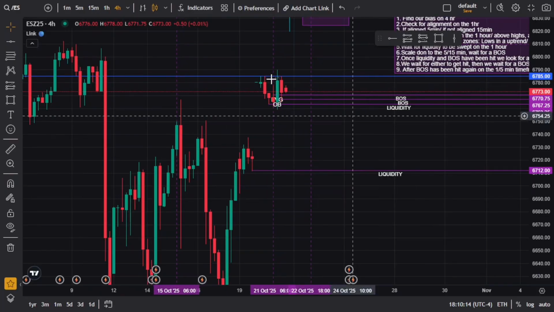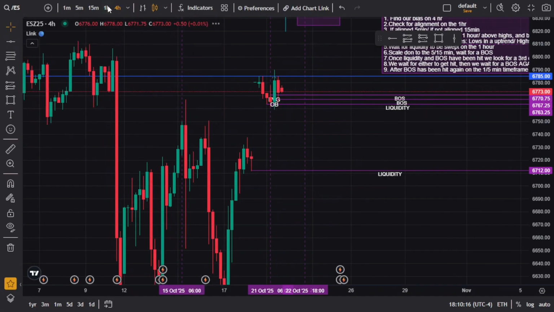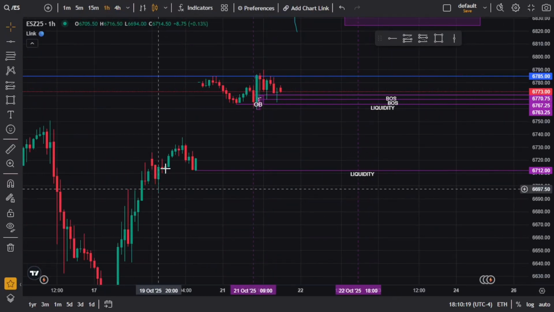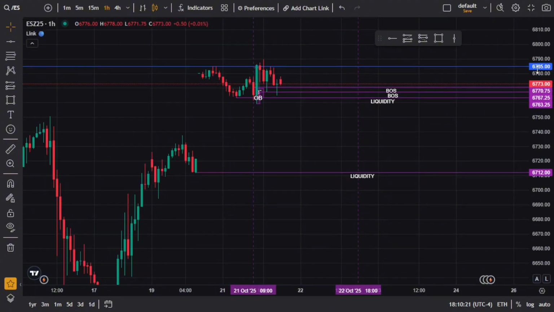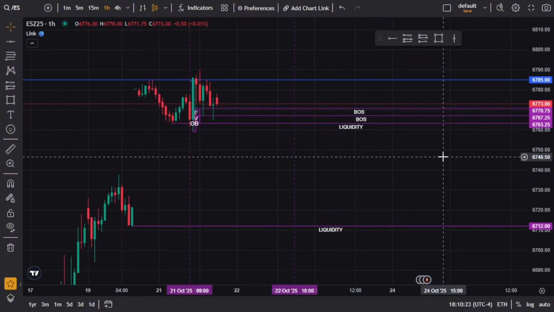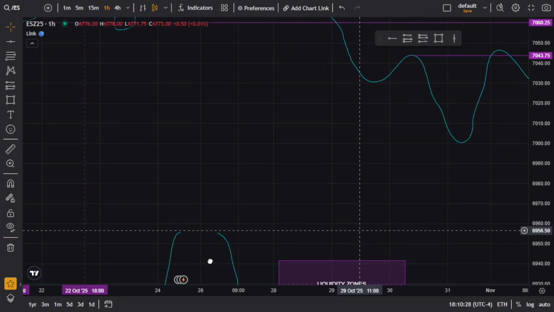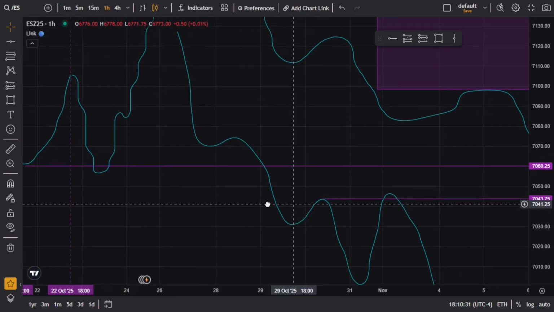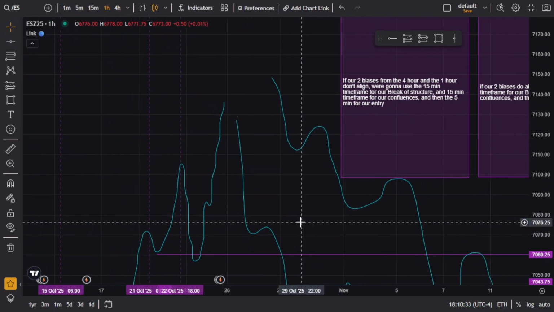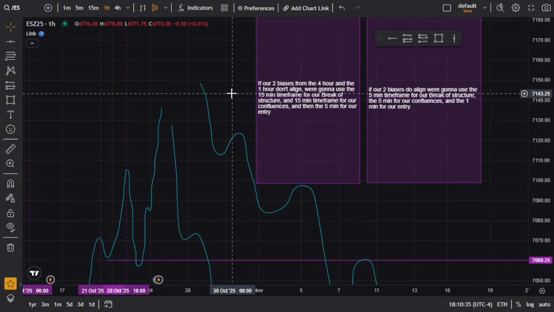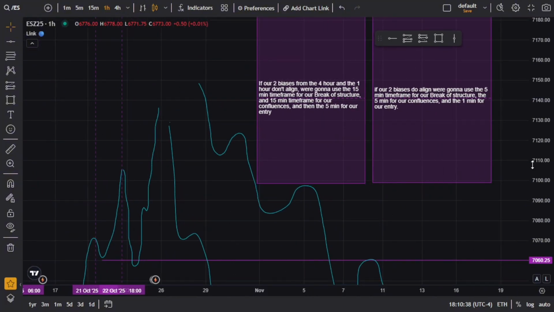Okay. Check our 1 hour. We're also in an uptrend too. Beautiful. Right? Once we do that, we stay on the 1 hour. Once we do that, we're gonna figure out what time frames we're gonna be using our breaker structures, our confluences, and their entries on.